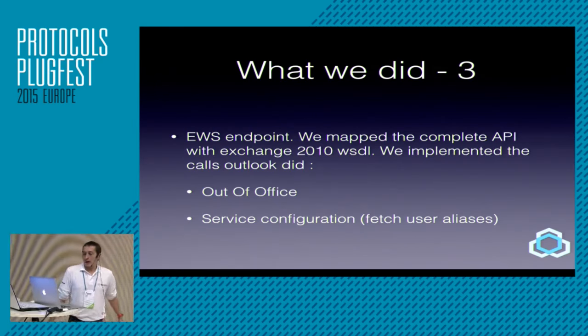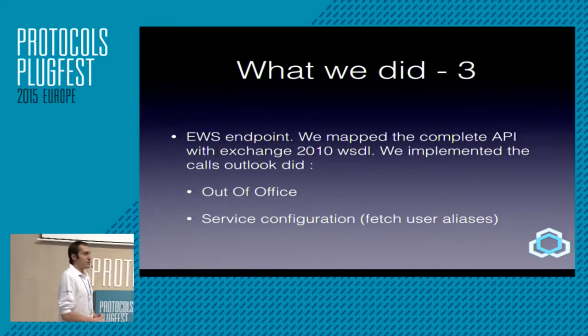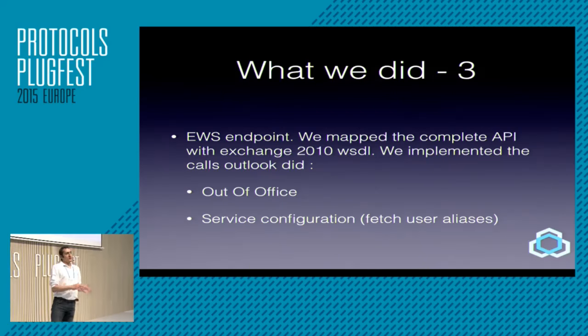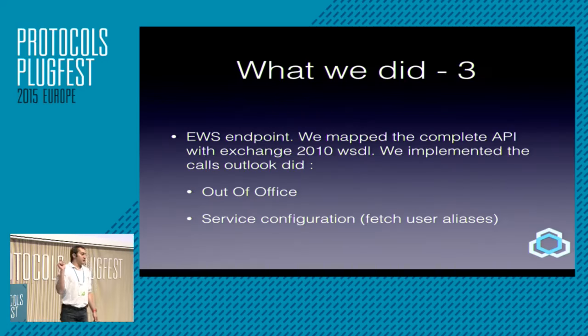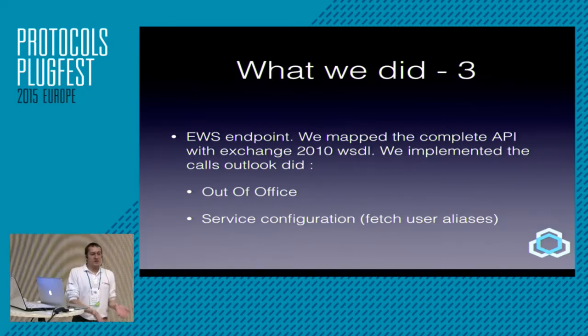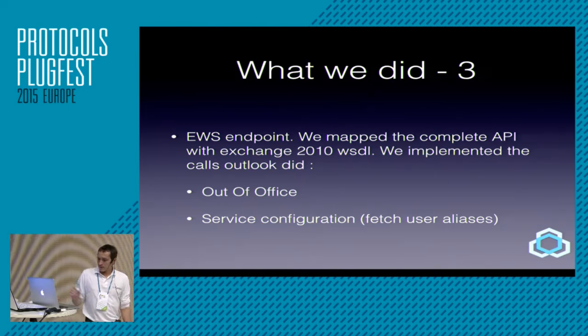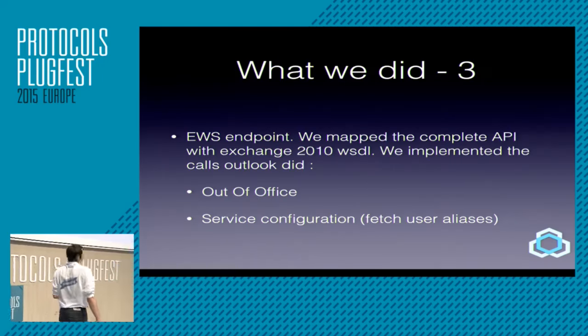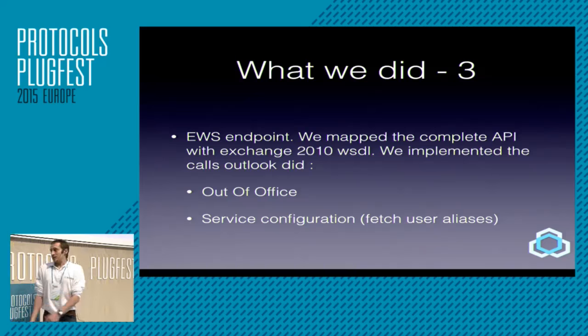We also wrote an endpoint for EWS. EWS stands for Exchange Web Services, while Outlook does not only do MAPI. In fact, some buttons in the interface will trigger Exchange Web Services calls and not MAPI calls. So you need to be compliant with both protocols. This part is not done by OpenChange. We do our own EWS implementation. We did that for the out-of-office support and for the service configuration, where Outlook asks what your mail aliases are.